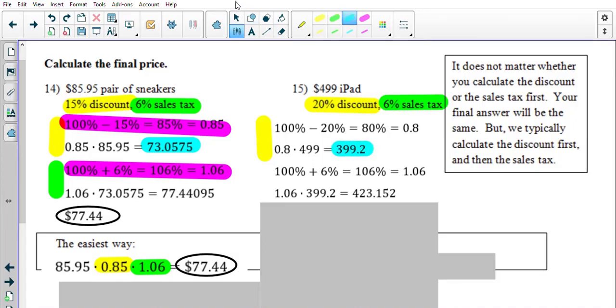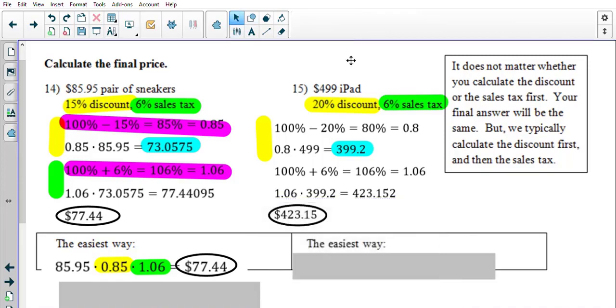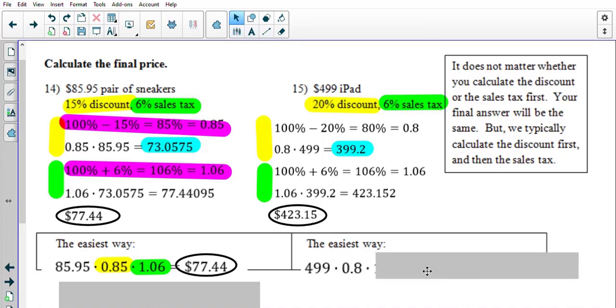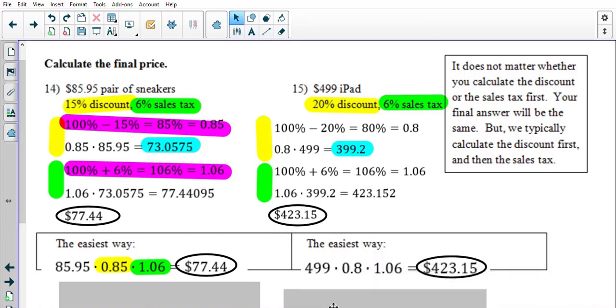We get $423.152. So it's $423.15, since that next digit is a 2. And again, all of this information right here is for the discount. Final answer, $423.15. Easiest way though, take $499 times 0.8 for the discount times 1.06 for sales tax. Guess what? You get the exact same answer.